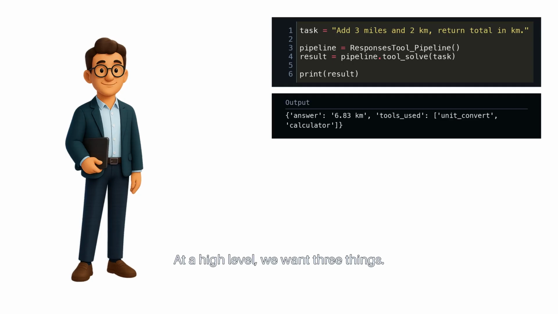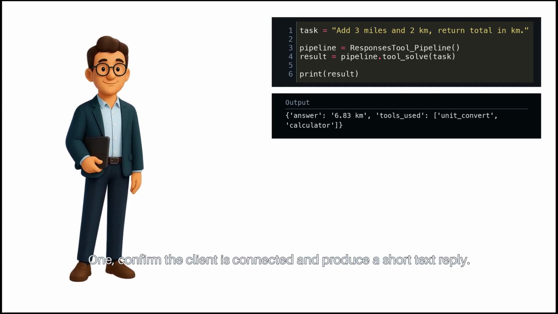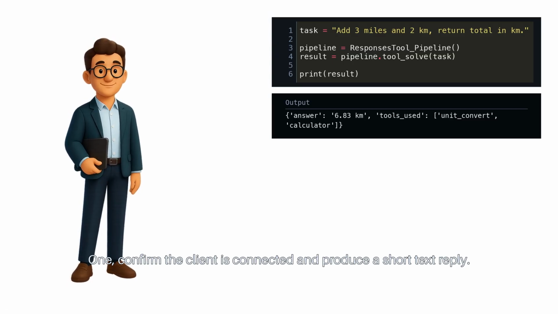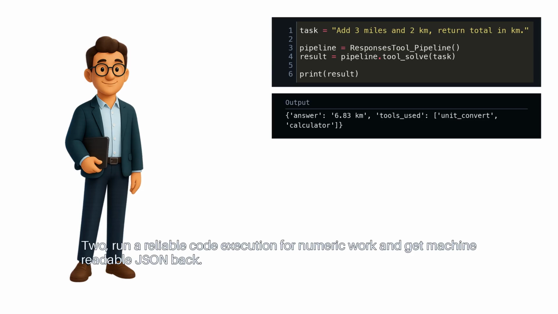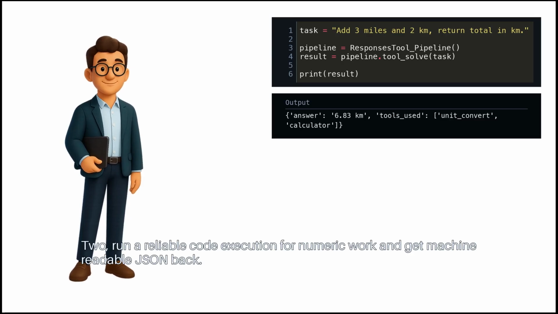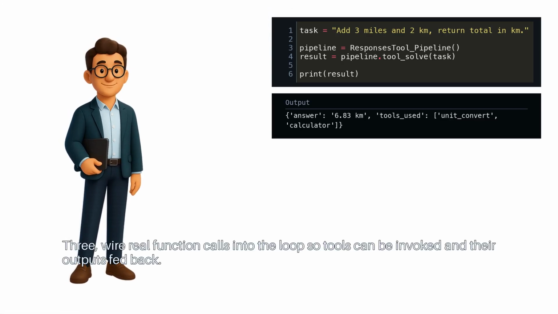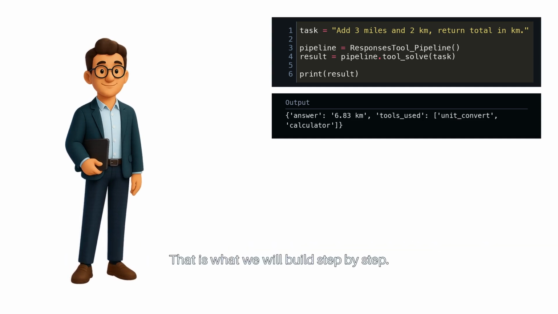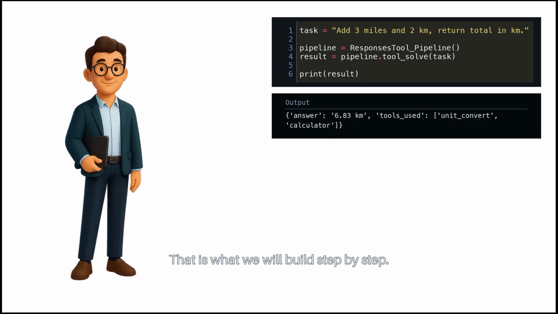At a high level, we want 3 things. 1. Confirm the client is connected and produce a short text reply. 2. Run a reliable code execution for numeric work and get machine-readable JSON back. 3. Wire real function calls into the loop so tools can be invoked and their outputs fed back. That is what we will build step by step.